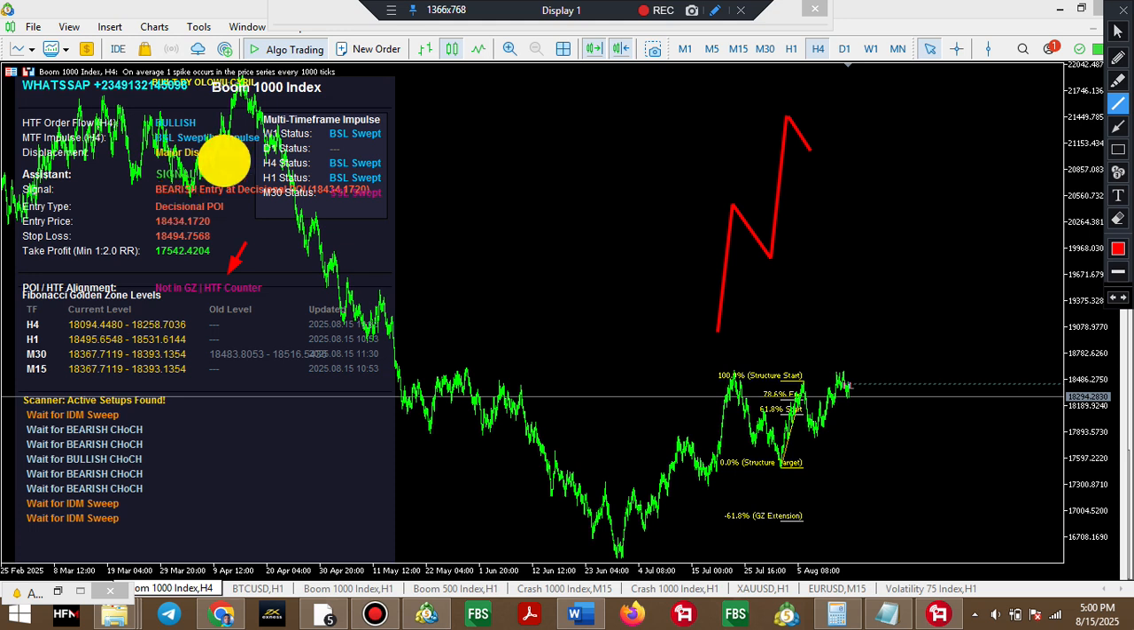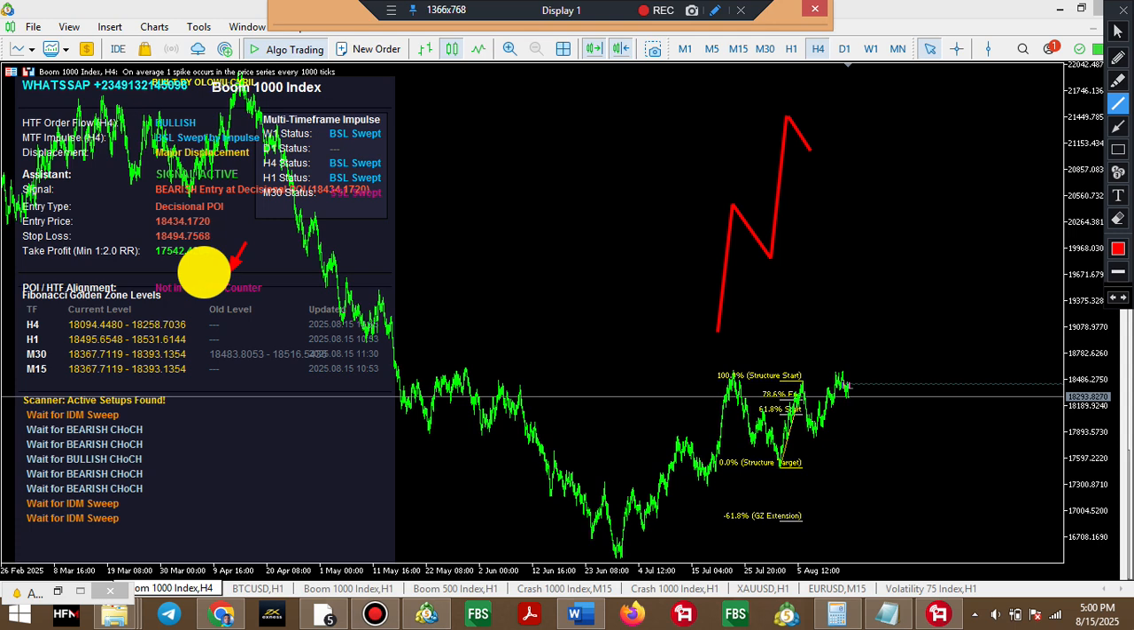Exactly. So it also tells you if the move that generated that signal is at an area of interest, which is the golden zone. And if it is not, it will tell you. It will also tell you if it is aligning with the higher time frame, and if it is not, it will tell you. So you can see how simple and useful this system, or this software, is.